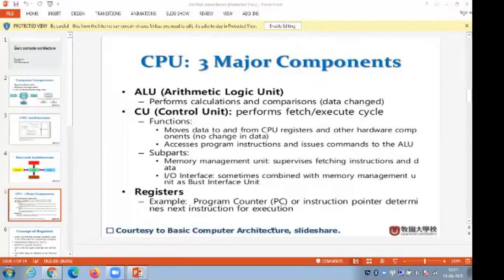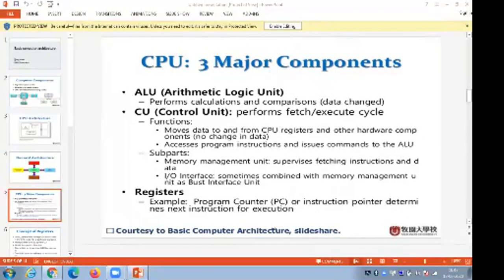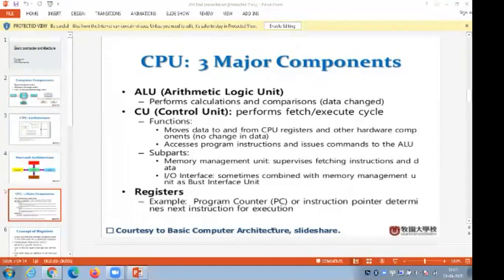What is there in the control unit? We have two subparts in the control unit: a memory management unit as well as an input output interface. I/O means an input and output interface. The first subpart is the memory management unit. What does it do? A memory management unit in a control unit supervises fetching instructions and data.